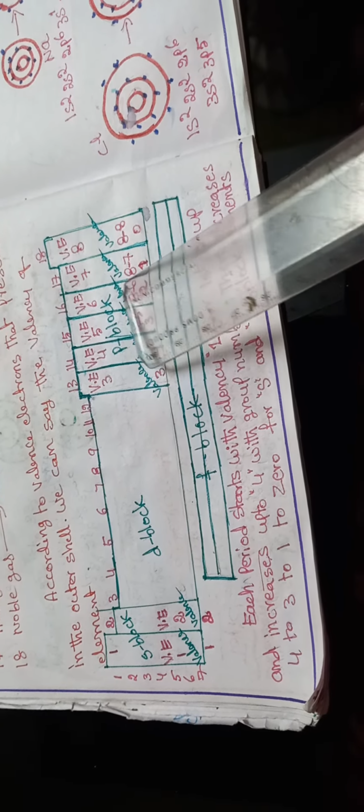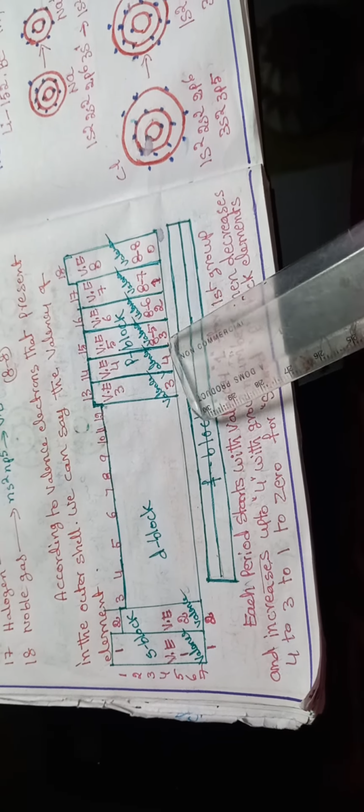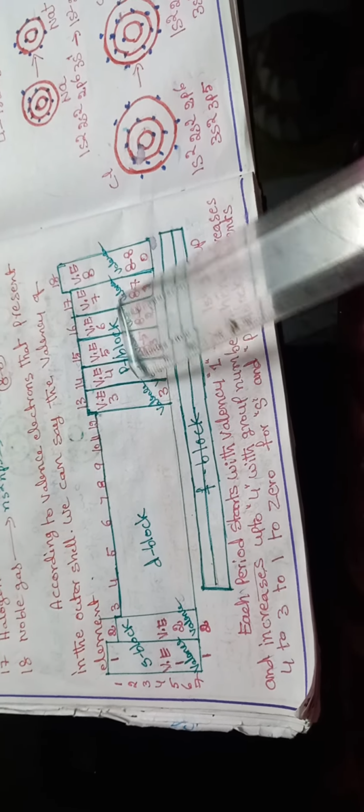15th group, valency electrons 5 and valency is 3. 8 minus 5 is equal to 3. So for s and p block elements, the configuration is s2 and p6, so 8 electrons are there totally. So 8 minus 5 is equal to 3.